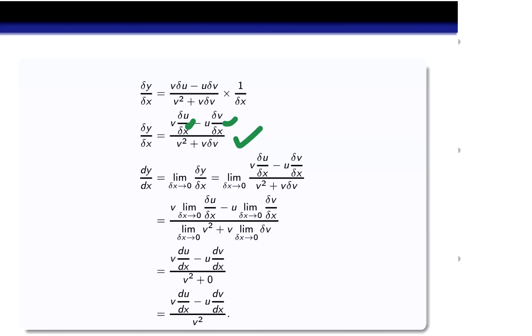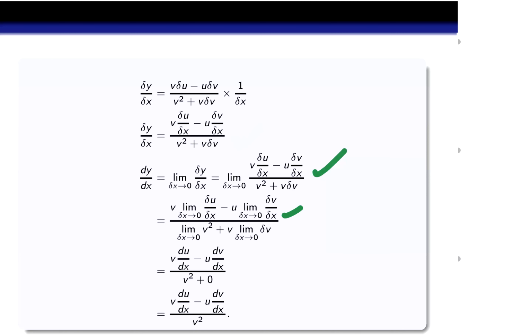Then dy dx is when you take the limit of all that. So you have the limit of delta y over delta x as delta x tends to 0, and that is the limit as delta x goes to 0 of (v delta u over delta x minus u delta v over delta x) over (v squared plus v delta v). Let's see what goes. You have a difference at the top, and the limit of a difference is the difference of the limits. So you have v times the limit of delta u over delta x as delta x goes to 0, minus u times the limit of delta v over delta x as delta x goes to 0.